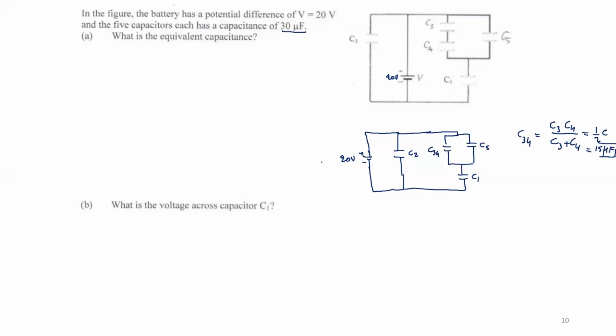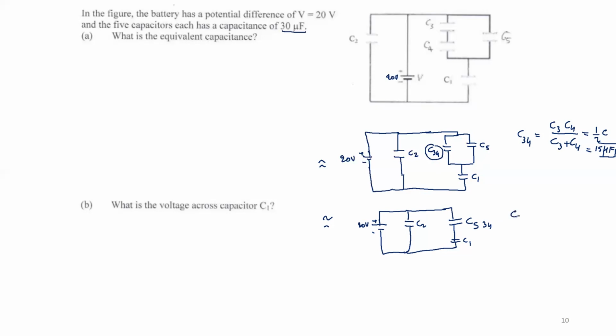Next step. This is the first equivalence. Next step, you draw again. So 20 volt plus minus. This is my C2. This is my C1. Now here, I will replace this by C5,3,4, if I want. Okay. Now basically, C34 and C5 are in parallel.